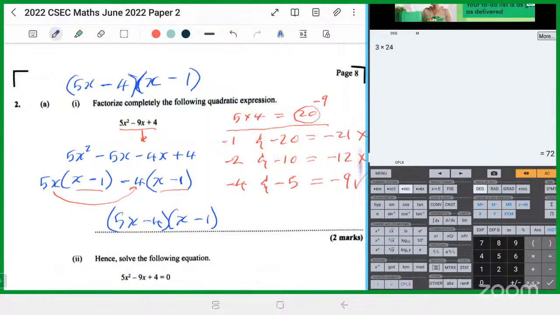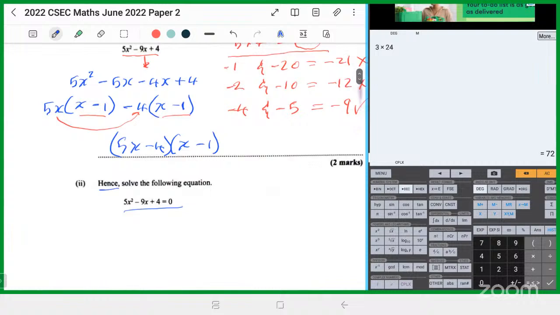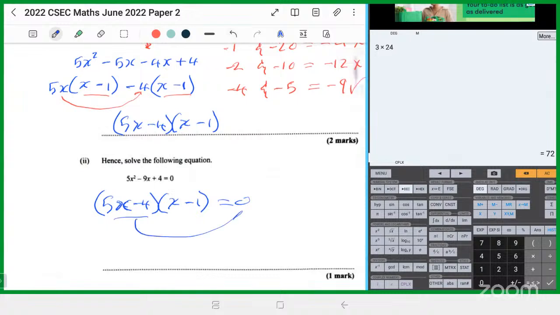Yes, sir. This one now says hence solve this. Hence means that we must use the factors to solve this. So the factors of this are these 2. So it means that these 2 now are equal to 0 in this equation. So we can write it 5x minus 4 times x minus 1 equals 0. So then it is either this factor equal to 0 or this factor equal to 0. Now look, if this factor is equal to 0, then how do we make x the subject? We take this negative 4 and carry it over first, and it will become a positive 4.